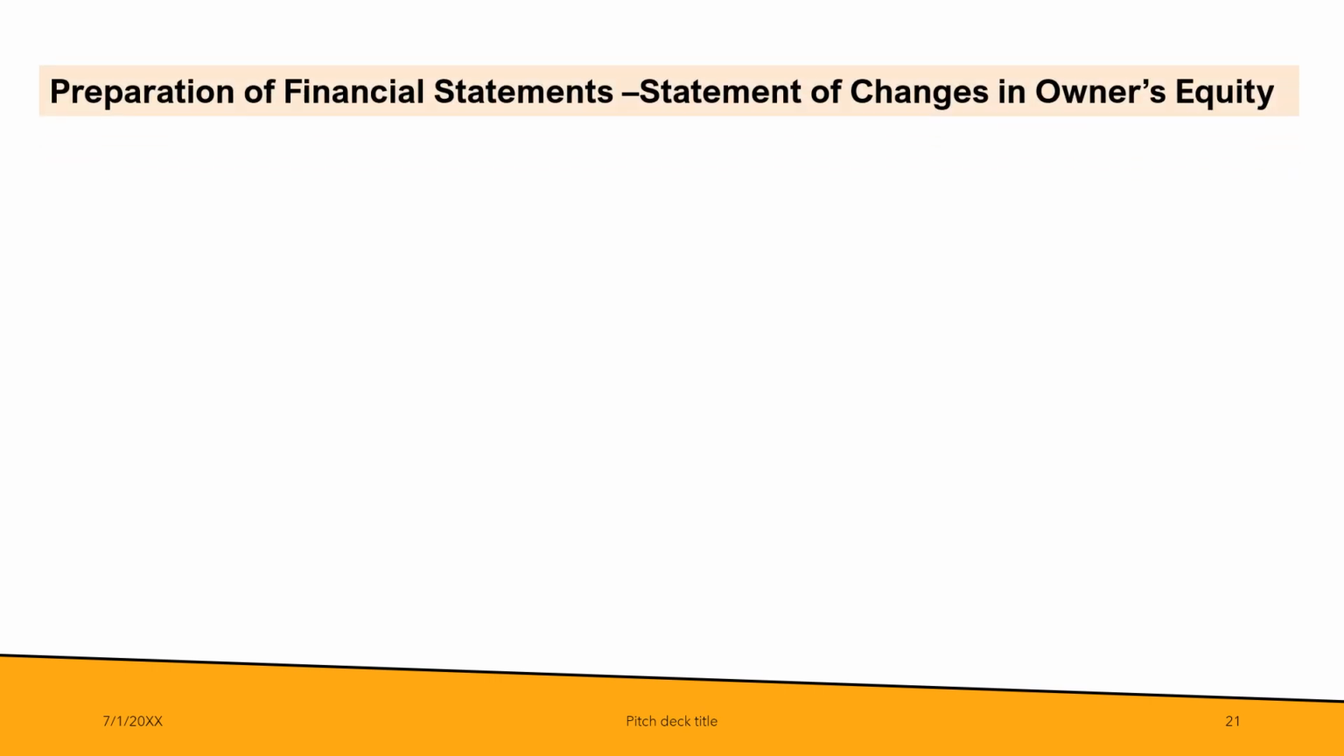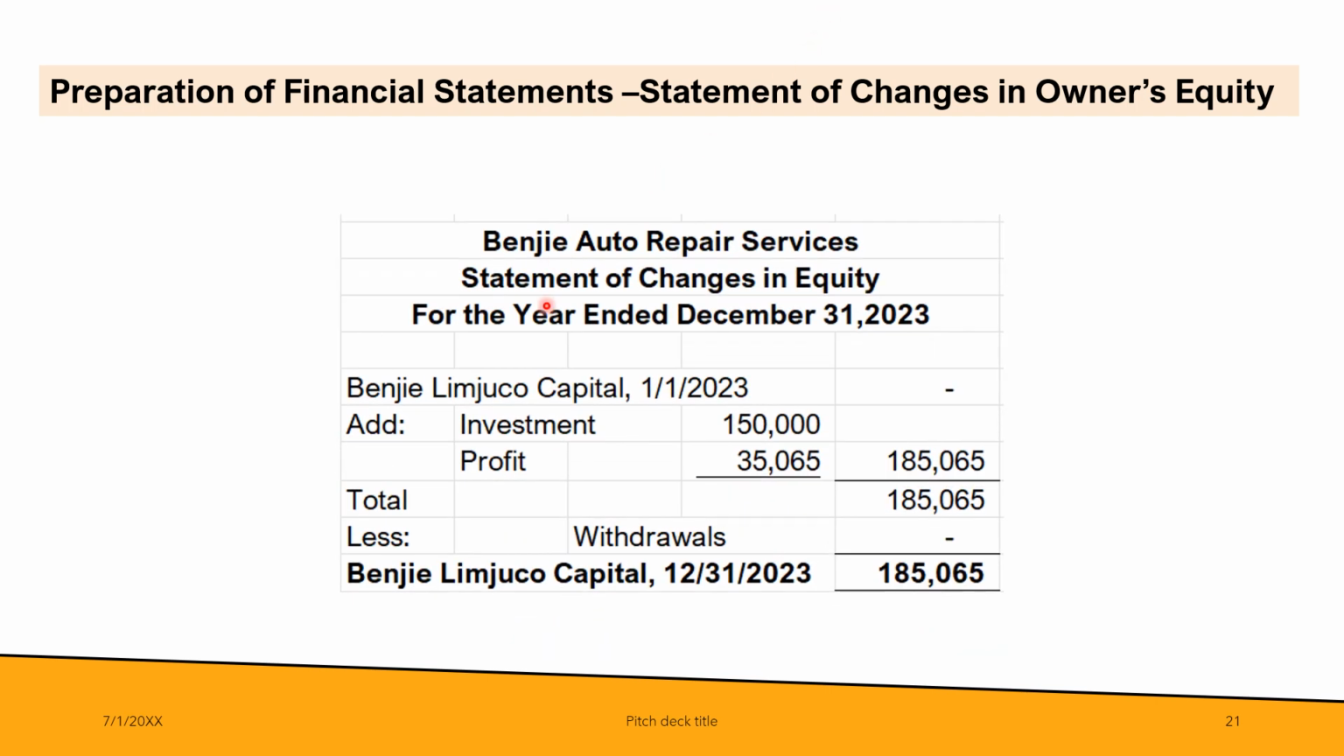After the income statement, we can also prepare, right after that report, the statement of changes in owner's equity. And we have this format. You have the heading, the name of the business, the name of the statement, which is statement of changes in equity or owner's equity, and then for the year ended December 31, 2023. We start the report with Benji Limhoco Capital 1/1/2023, or beginning balance. There's no balance because the business was established only in 2023.